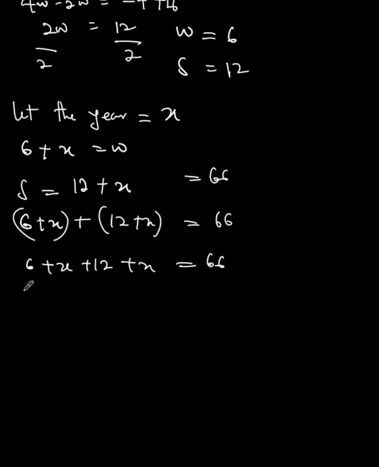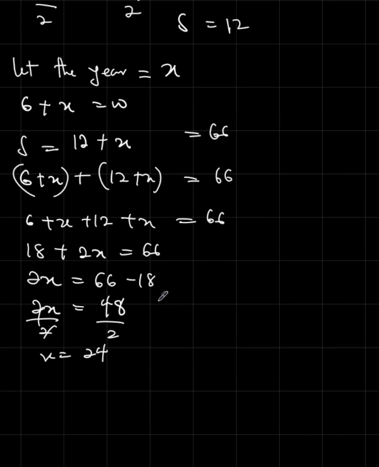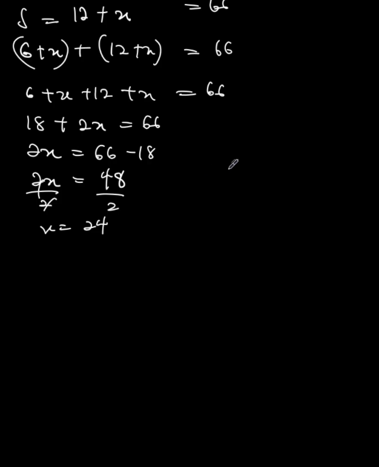Now, 6 plus 12 is 18. X plus X is 2X equal 66. So that 2X will equal 66 minus 18. 66 minus 18 is 48, sorry. So to get X, divide both sides by 2. So that our X is equal to 24. So it means that in 24 years time, that is when the sum of their ages will be 66.